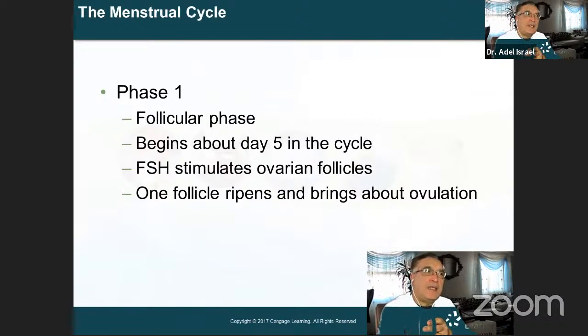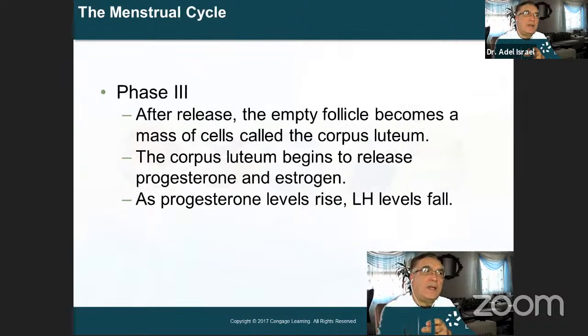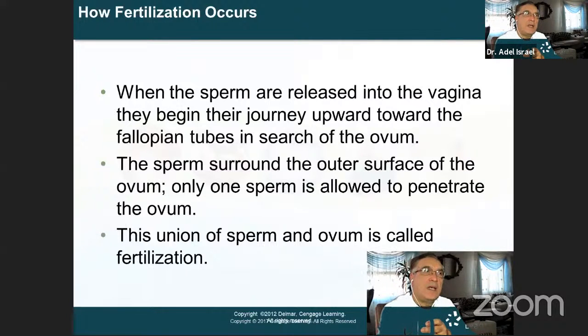So we have the phases in which the ovum starts to develop. We have 5 phases, and after that it will be ready to be fertilized. The union of sperm and the ovum is called fertilization. This is an exam question. Very easy and very simple, and you can answer it without any problem. Fertilization. And when fertilization happens, we get what we call the zygote.